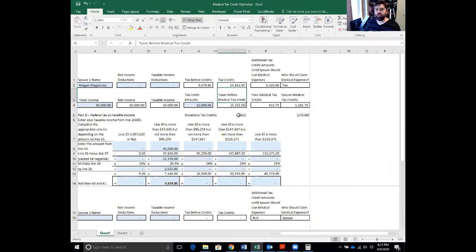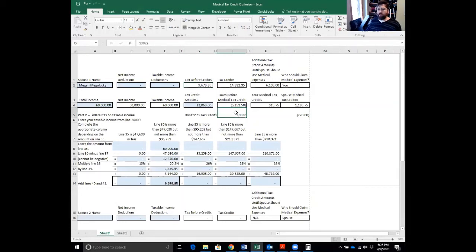I've got 14,832.35 worth of tax credits. And do I need that much tax credits? No, because I have 9,679.85 worth of taxes only. So I'm claiming way too much.